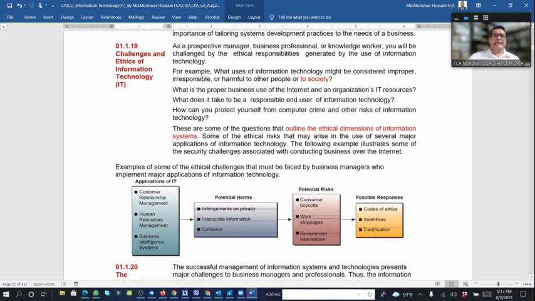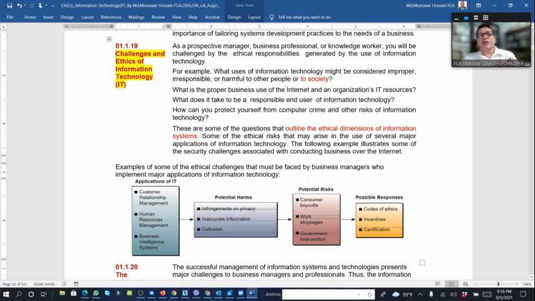Now, challenges and ethics of information systems. As a prospective manager or business person, we have to face the ethical responsibilities generated by information technology. For example, what use of information technology might be considered improper and harmful to other people or society? We will not use that.